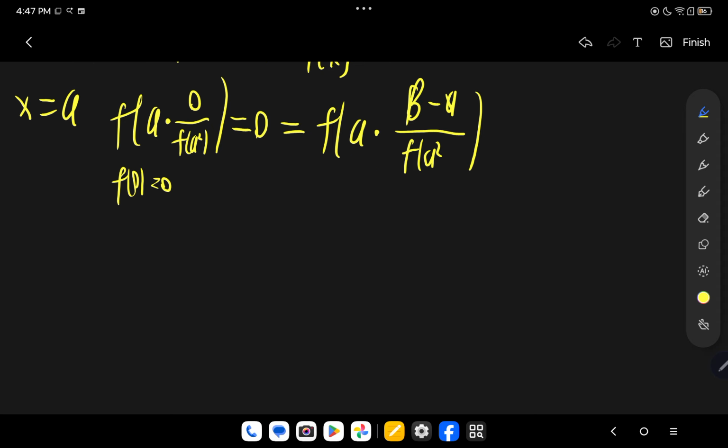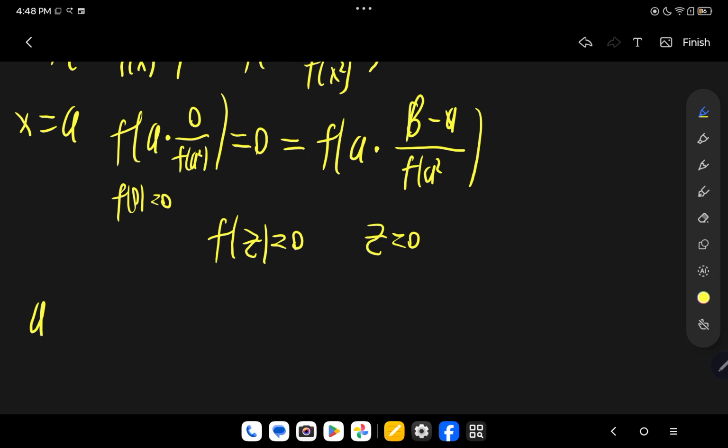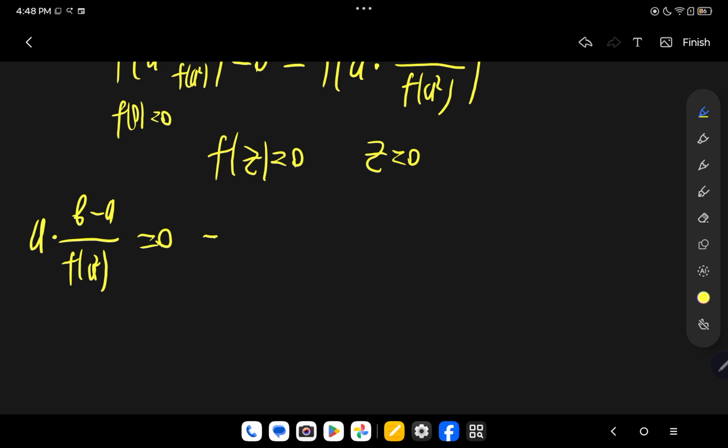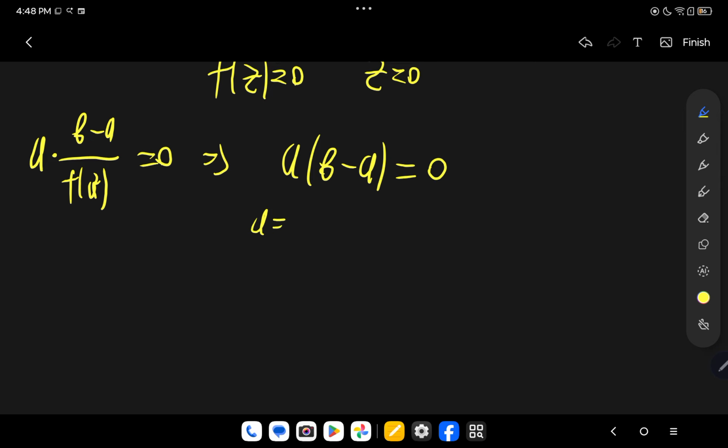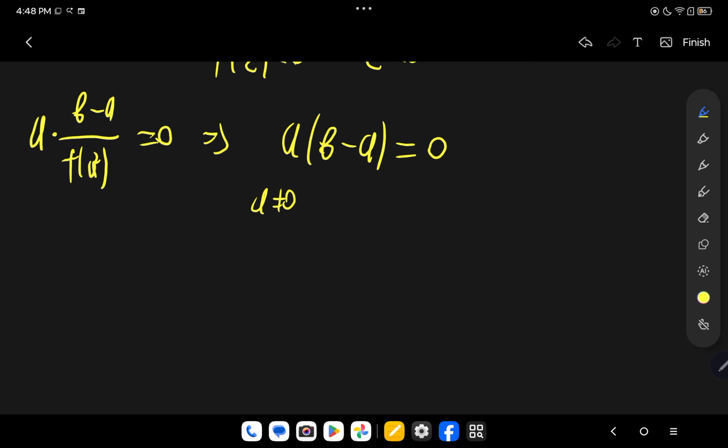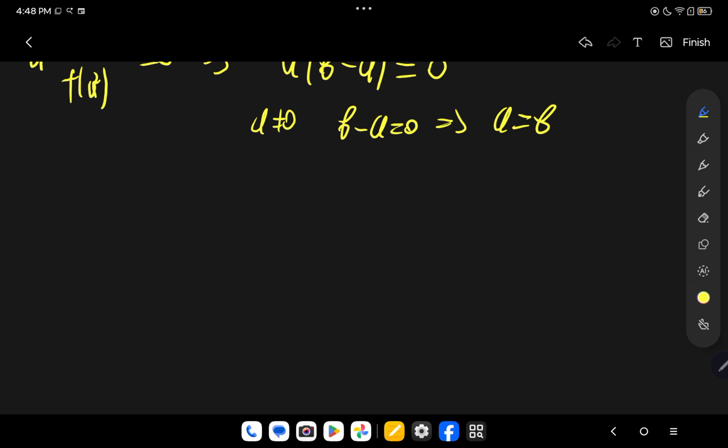Now, from our claim 2, which was that if z is equal to 0, then z must be 0, we get that a times b minus a divided by f(a) squared should be 0, which is the same as saying that a times b minus a is equal to 0. We know that a is not 0 because we know that f is injective at 0. So we get b minus a is equal to 0, which means that a is equal to b. So we get that f is injective.